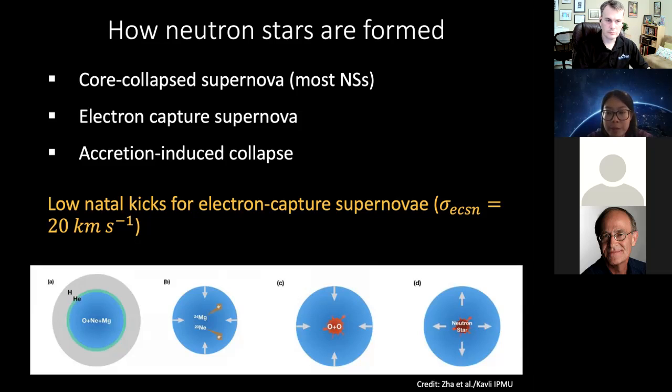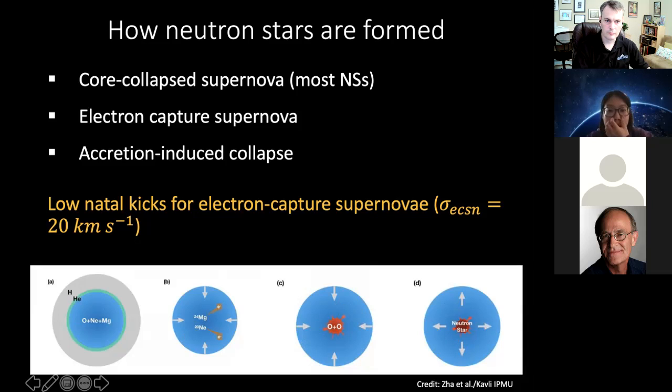For both scenarios, the oxygen-neon core of the star or of the white dwarf will collapse to a neutron star if it's more massive than about 1.38 solar masses. So this plot shows what's happening simply with electron capture or accretion-induced collapse. When the electron pressure is reached, the magnesium and neon inside the star start to capture the electrons, and then the core of the star loses the electron pressure and it collapses to a neutron star.